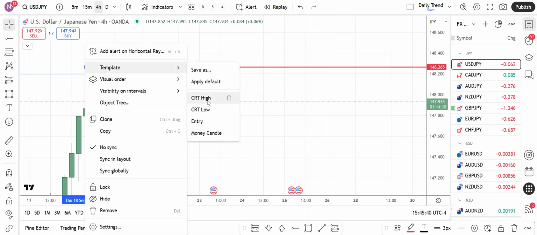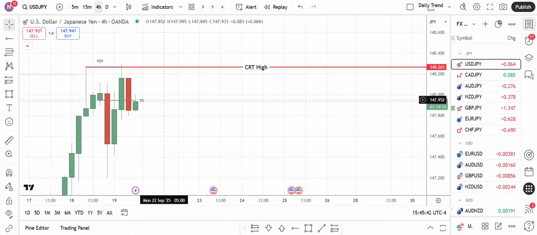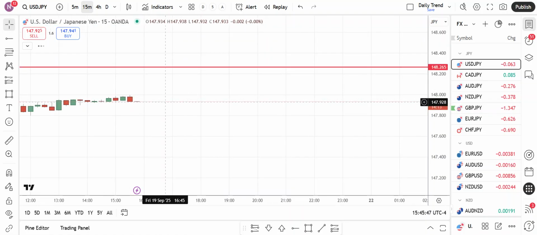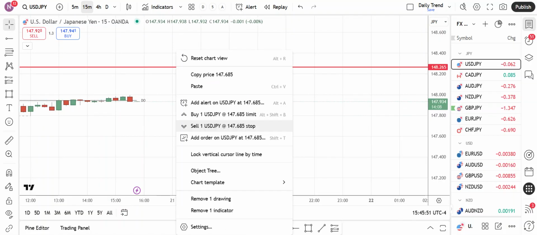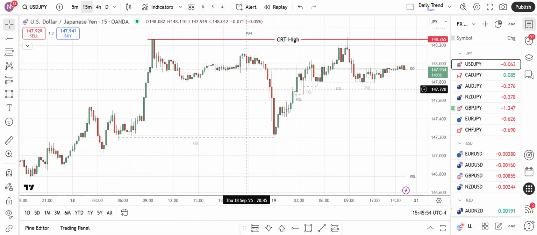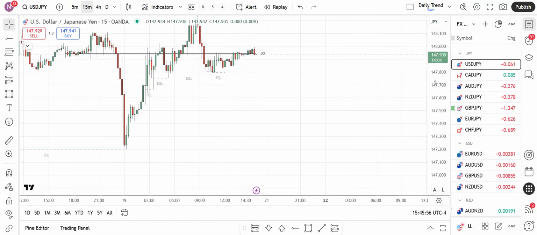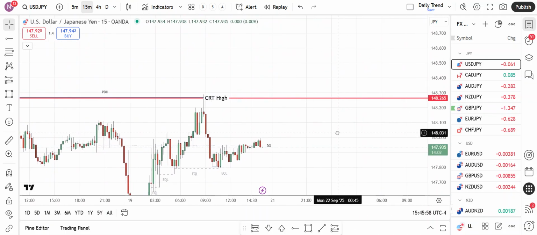Okay, so what we're going to do now is drop to a lower time frame. We'll do 15-minute. Let me see here. I don't know where that came from. Okay, so we're going to reset the value, and there's our entry right there. This is on the 15-minute chart.